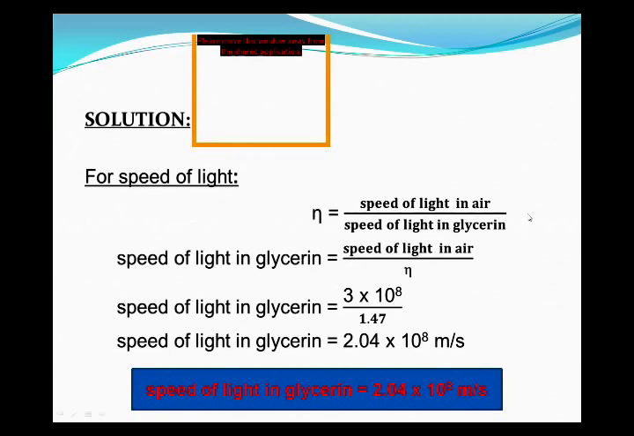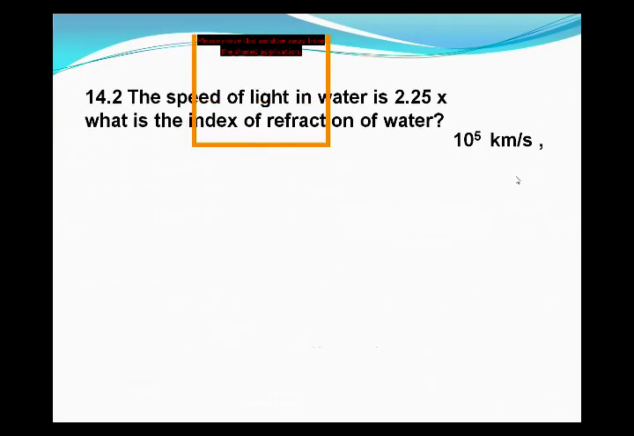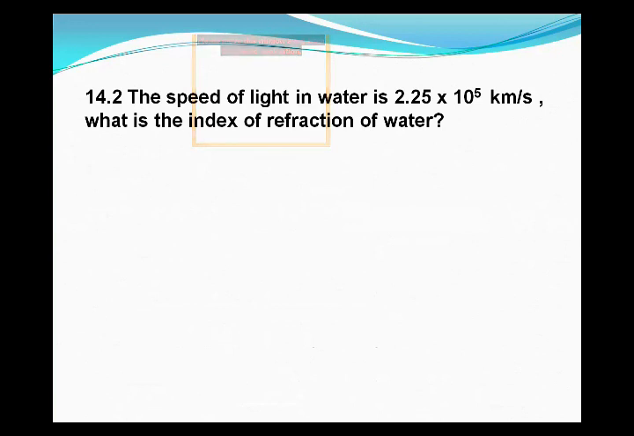That was numerical 14.1. Now we are going to solve another one. Another numerical states that the speed of light in water is 2.25 multiplied by 10 raised to the power 5 kilometer per second. And here, what is the index of refraction of water?